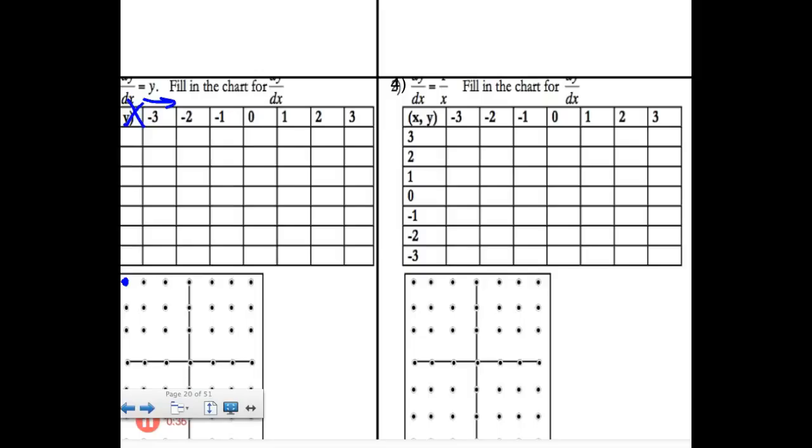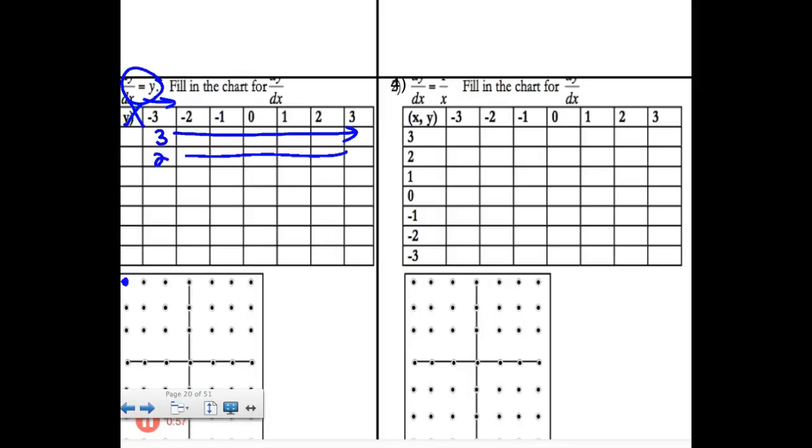The derivative is only dependent on the y value. It says right here, dy dx is just y, right? This is negative 3, 3, negative 2, 3, negative 1, 3. The y's everywhere here are 3. So that whole column is going to be a 3. How about the next column? It's all going to be a 2.